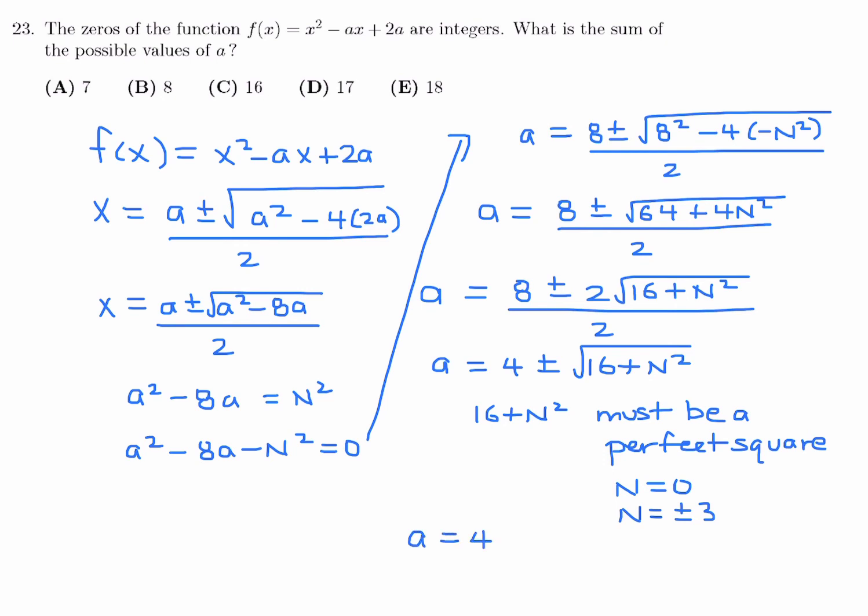And when you sub in these values, you get the following values for a. You get a is equal to 4 plus or minus 4, or you get a is equal to 4 plus or minus 5. So this gives me 0 and 8, and this gives me 9 and negative 1. And they want me to figure out the sum of all values of a. So the sum of all these values, it looks like 16. So number 23, the answer is C.